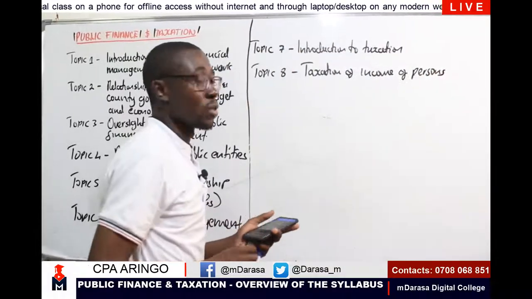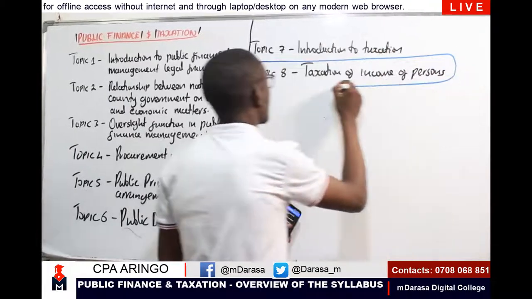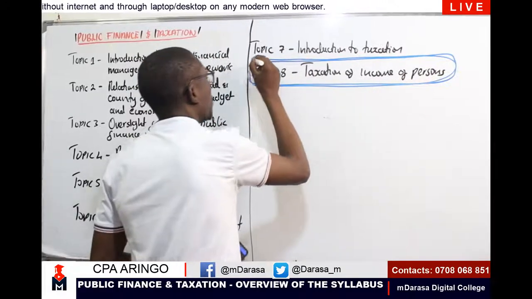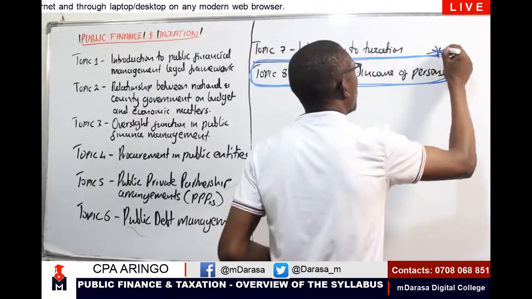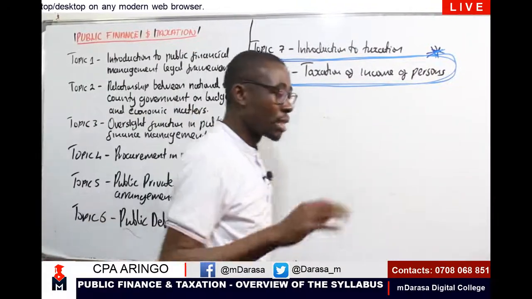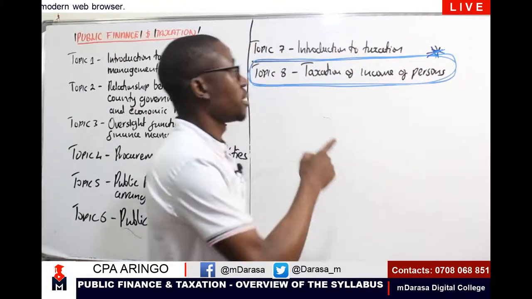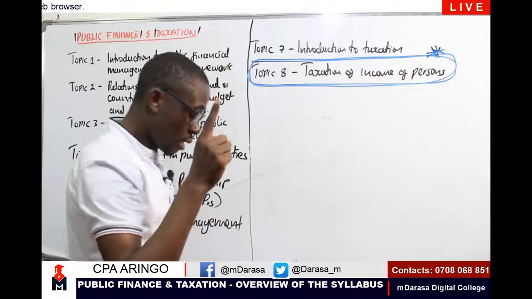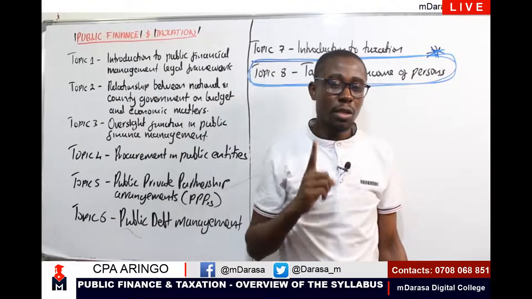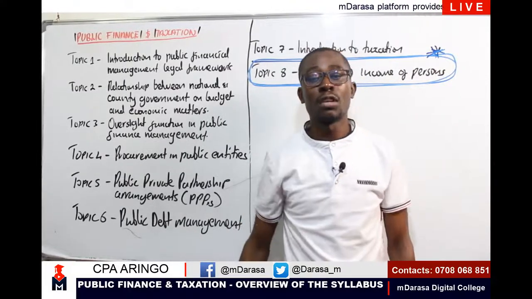And I'm going to mark it with an asterisk, because this is the longest topic that we'll be having, and one of the most important topics that at any given point we must have at the back of our mind, not only for the purpose of doing exams, but also for applying these concepts practically. For the purpose of exams, taxation of income of persons will cover 40 to 50% of whatever is going to be tested.